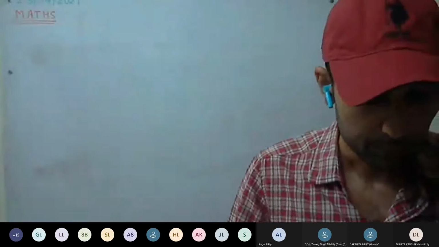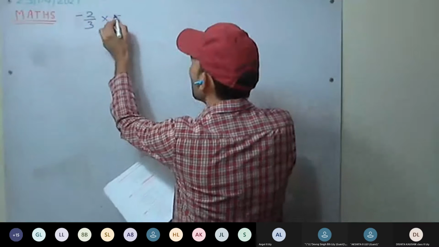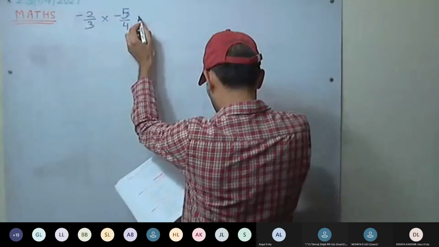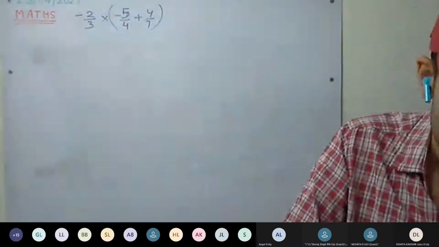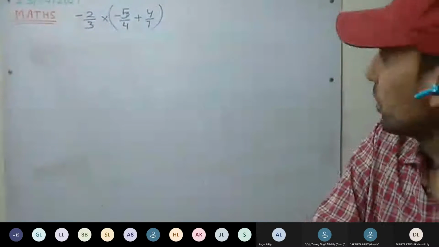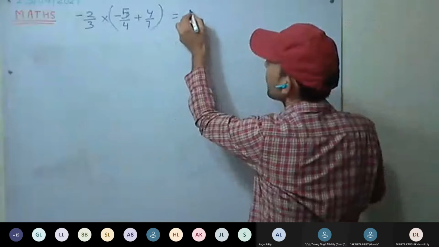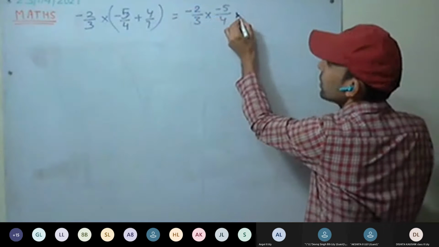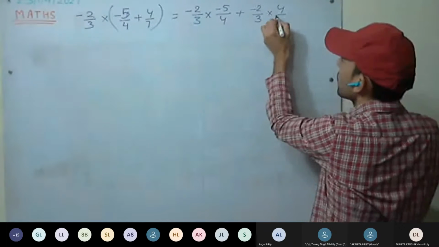Okay, we'll do the second one. So the question is minus 2 upon 3 into minus 5 upon 4 plus 4 upon 7. Here we have to take care of negative signs. Minus 2 upon 3 into minus 5 upon 4 plus minus 2 upon 3 into 4 upon 7.